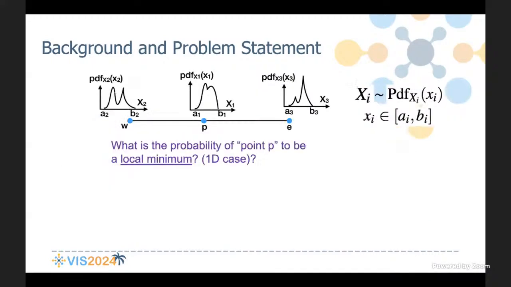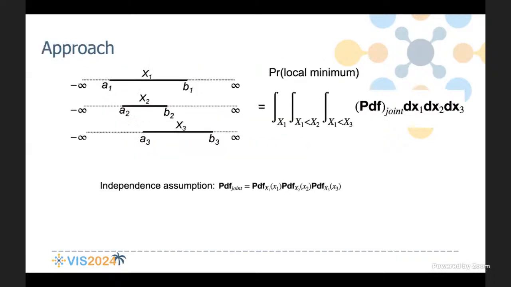And to simplify, I will just discuss our approach for a 1D case for computation of local minimum probability at point P. But my approach explanation extrapolates to the 2D case as well as other types of critical points. So really the question we are asking is, what is the probability that x1 is simultaneously smaller than x2 and x3 in order for it to be a local minimum? And it can be done through this triple integration on the top right, where we just integrate that joint distribution of three densities over the support where x1 is simultaneously smaller than x2 and x3.